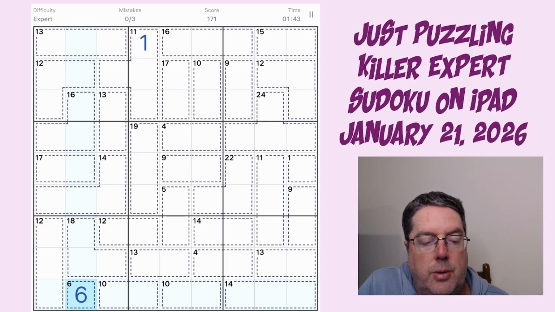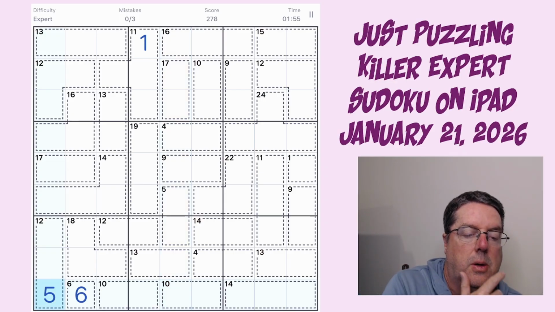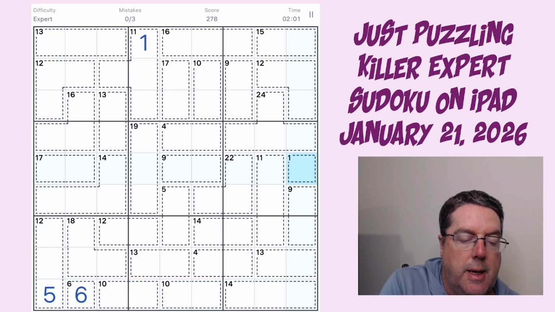Alright, so I've got another row across here that's actually going to be there with that spare cage there. So 14 plus 6 is 20, 10 and 10 is 20, so that's 40. To get to 45, I need a 5. Alright, so that's that. What else can we see? We can see that cage there is a 1.